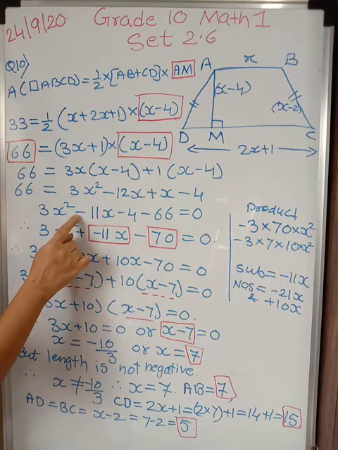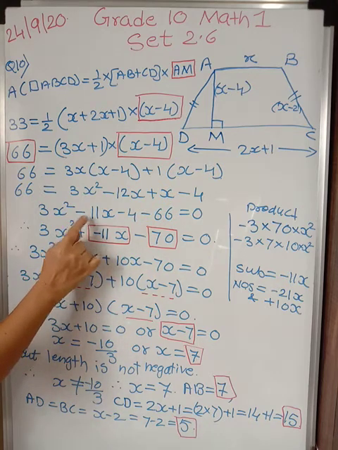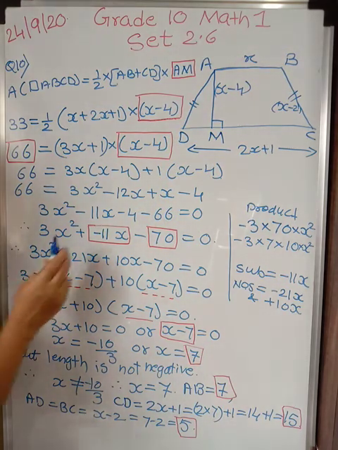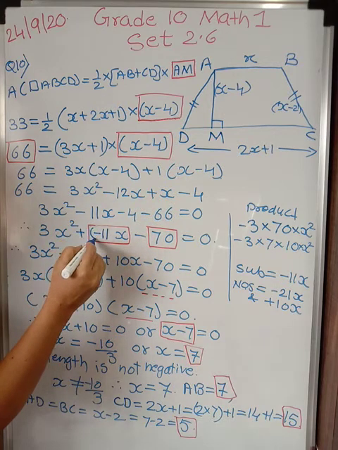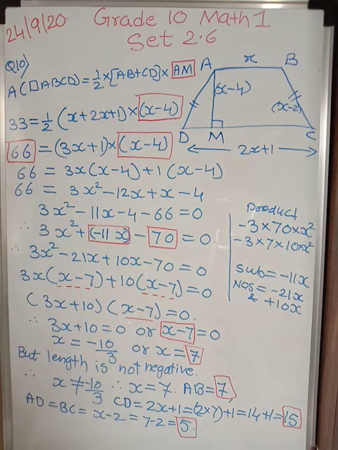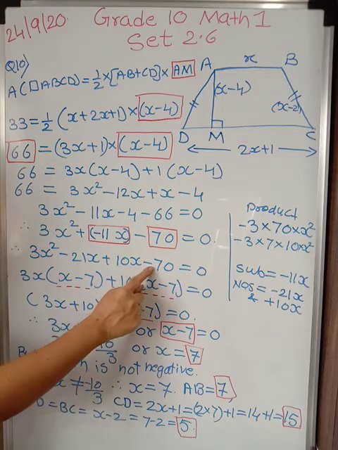Now it is actually minus 11x, but in your book a plus sign is given. So I have put in the box minus 11x, because plus into minus will be minus. You should actually be putting this into a bracket. Two signs can be written together, no? So put a bracket over here. Alright, fine. Now see, 3x square minus 21x plus 10x minus 70 is equal to 0.